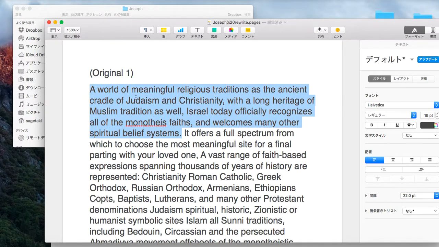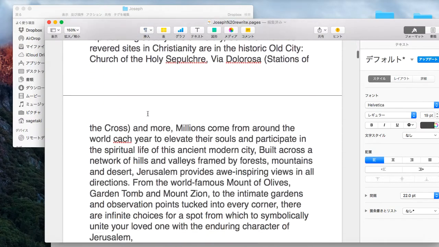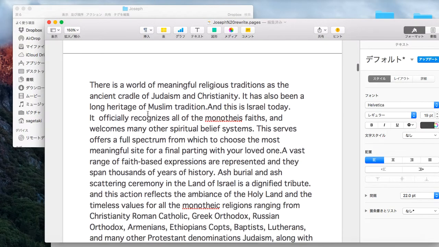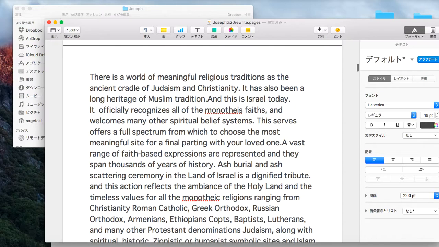A world of meaningful religious strategy. This is what I have read previously. But after the simplification, it sounds like this. There is a world of meaningful religious traditions as the ancient cradle of Judaism and Christianity. Period. It has also been a long heritage of Muslim tradition. Period. And this is Israel today. Period. It's very simple, isn't it?